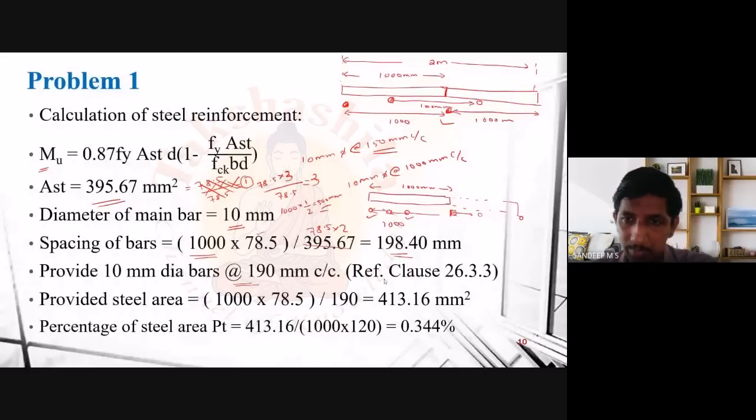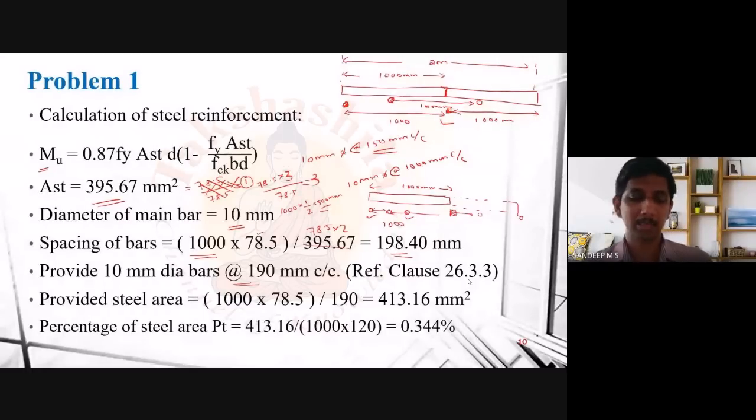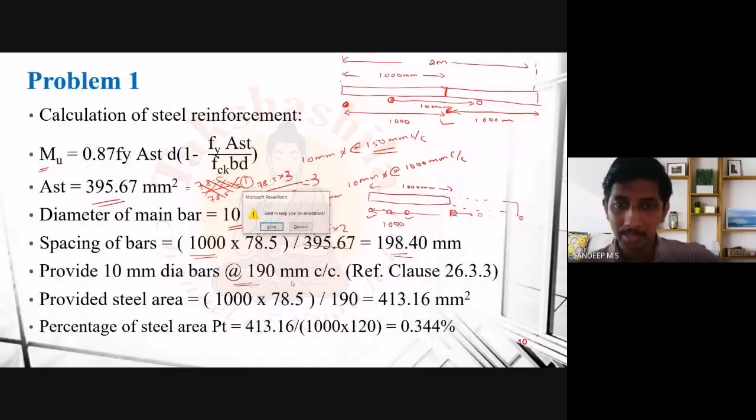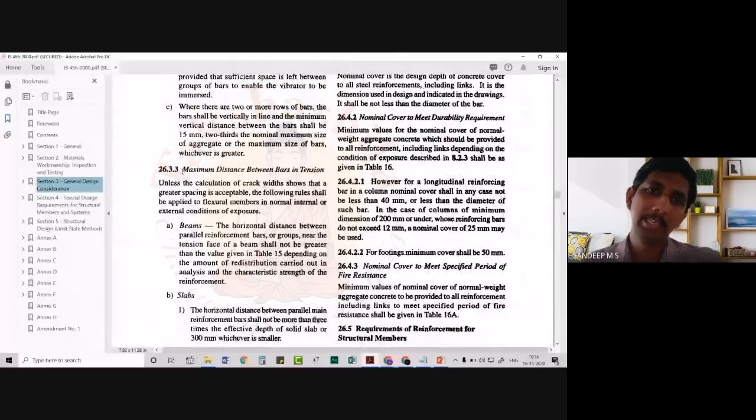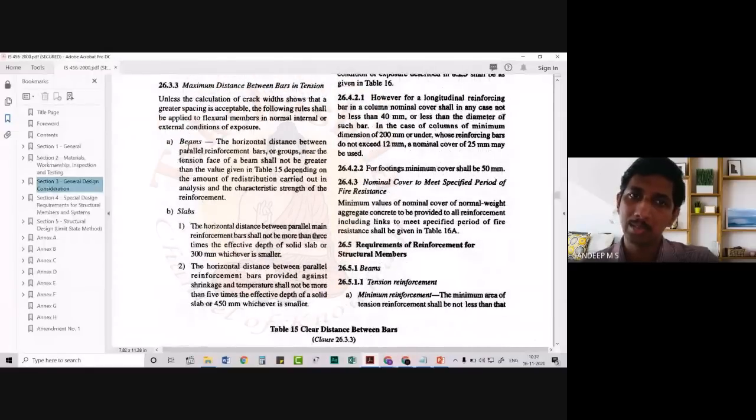I have mentioned: refer clause number 26.3.3. Can anyone tell me what will be there in this clause? It is regarding the spacing of bars in the case of slabs. Let's quickly look into the code. It is basically regarding the maximum distance between bars in tension, a regulation from IS code. Some clauses are given in the case of beams also, and in the case of slabs. Right now we are dealing with slabs, so let's look into that.